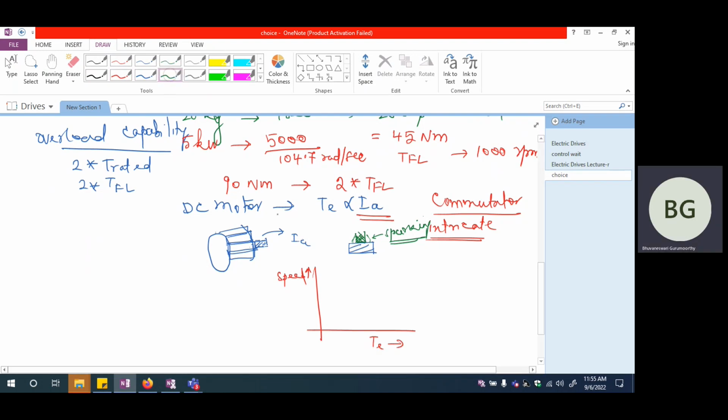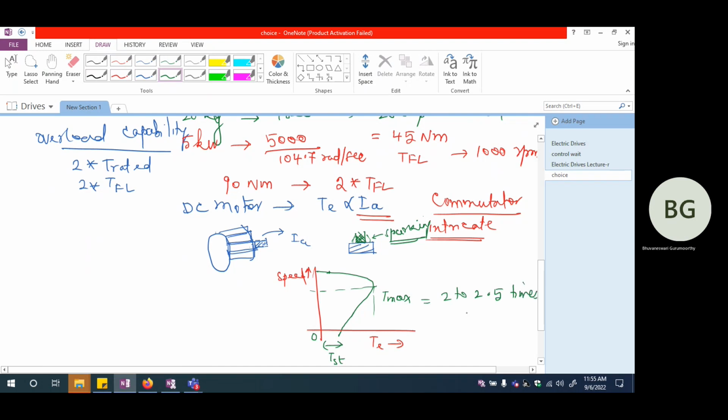So you would see that at synchronous speed, the torque is 0. It reaches a maximum and then it comes down to the starting torque at speed equal to 0. So this is the starting torque, and this is going to be the maximum torque. And generally, the maximum torque is going to be about 2 to 2.5 times T full load.